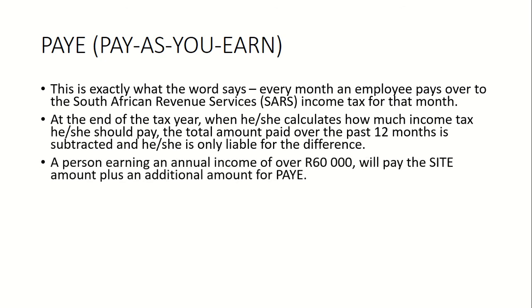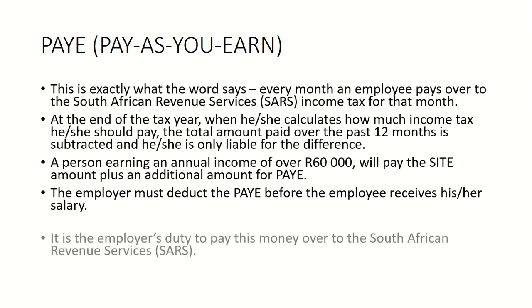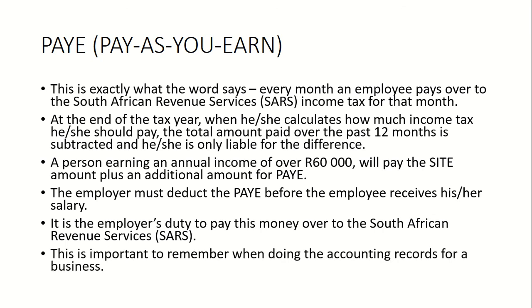A person earning an annual income of over 60,000 will pay that amount plus an additional amount for pay as you earn. The employer must deduct pay as you earn before the employee receives his or her salary. It is the employer's duty to pay this amount to the South African Revenue Services. This is important to remember when doing the accounting records for the business.